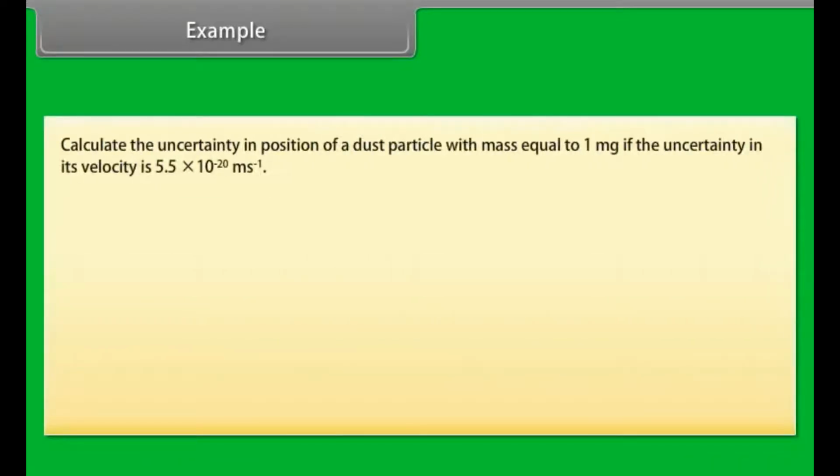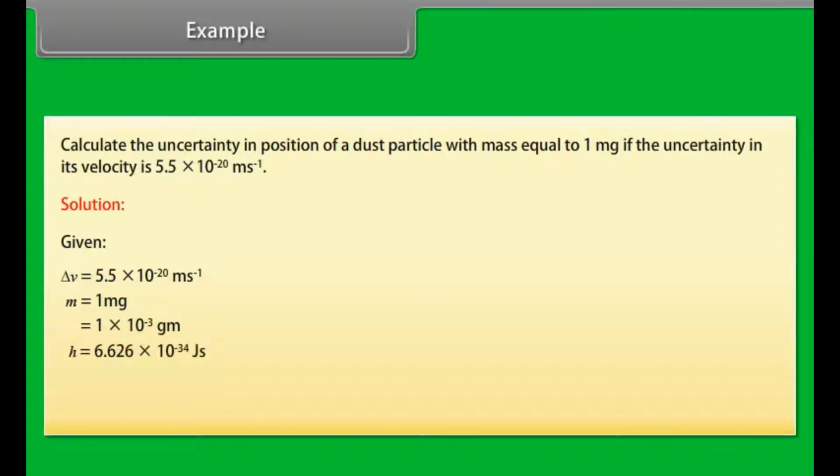Example: calculate the uncertainty in position of a dust particle with mass equal to 1 mg if the uncertainty in its velocity is 5.5 into 10 raised to the power minus 20 meter per second. Solution: given delta v is equal to 5.5 into 10 raised to the power minus 20 meter per second, m is equal to 1 milligram, which is equal to 1 into 10 raised to the power minus 3 gram, and h is equal to 6.626 into 10 raised to the power minus 34 joule second.